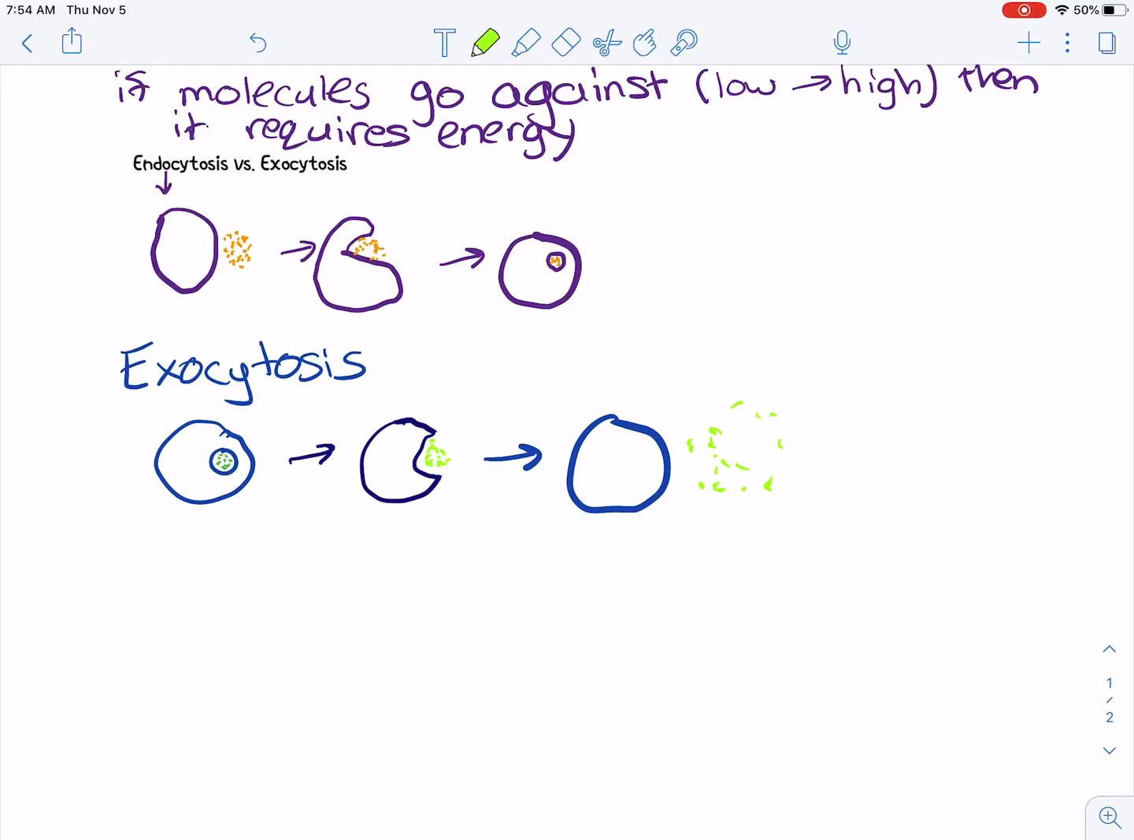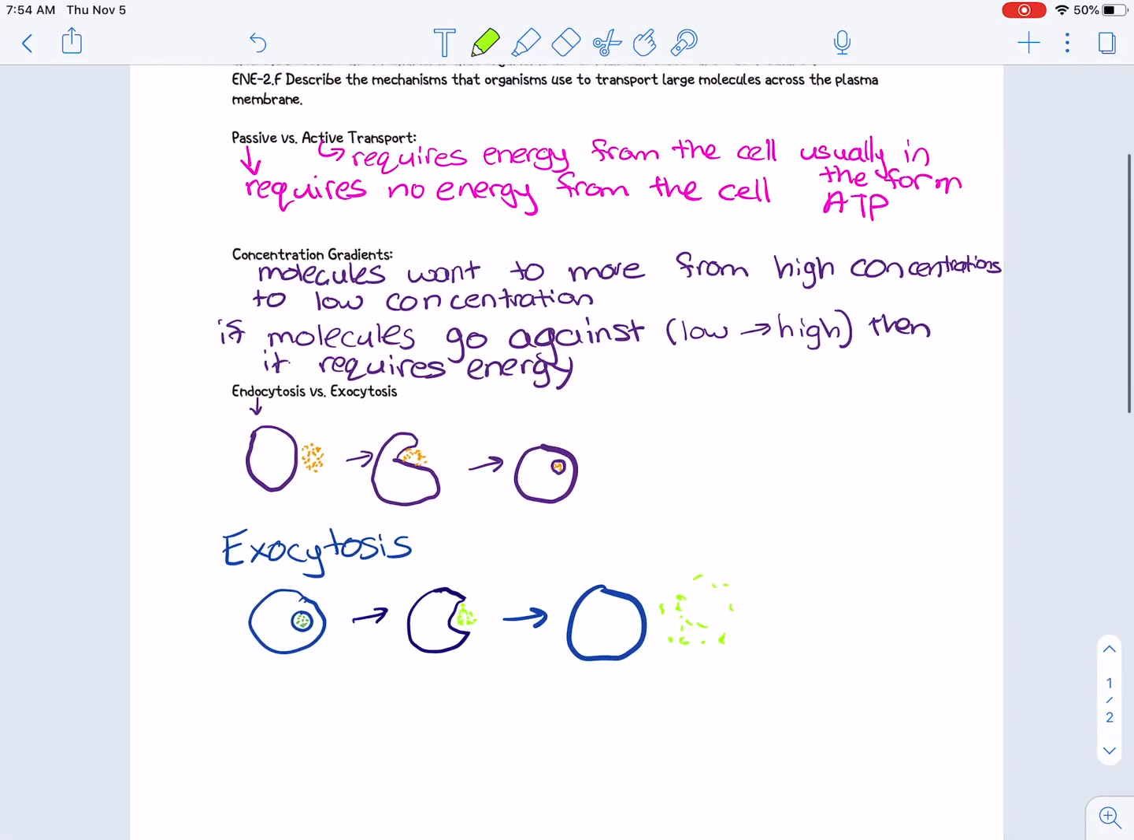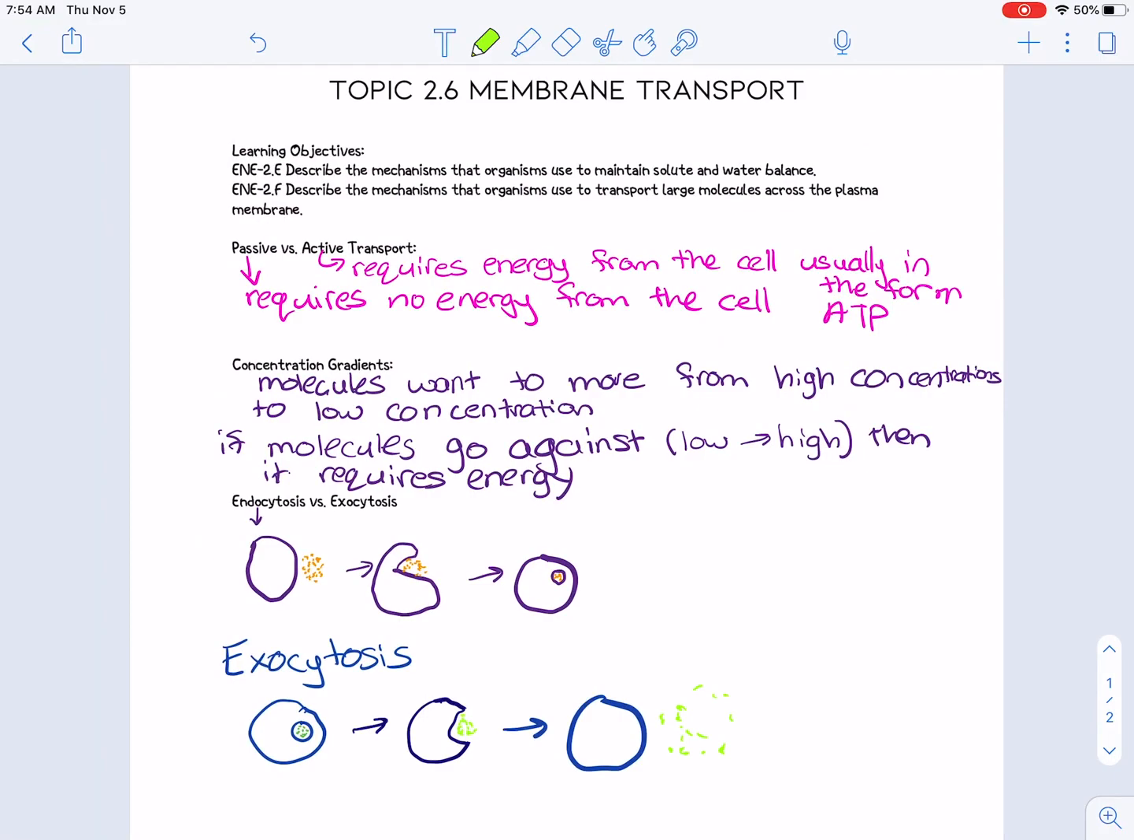And they involve vacuoles, which we'll talk about when we get into the cells part of this unit. Okay, so that's just some of the ways that we transport things across the membranes and the mechanisms for it.